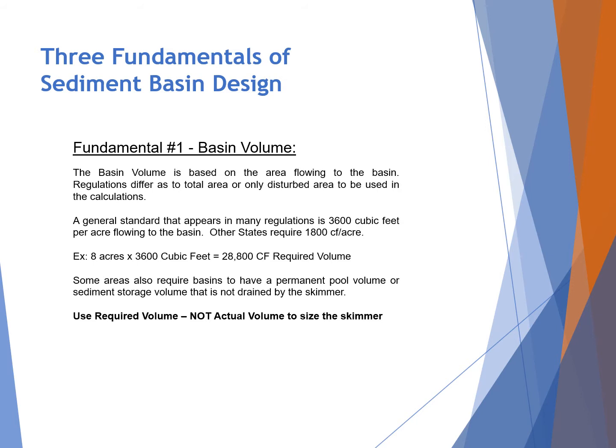Some areas also require basins to have a permanent pool volume or sediment storage volume that is not drained by the skimmer. It is critical to use the required volume and not the actual volume when sizing the skimmer, especially in cases where you have a multi-purpose basin that will be converted to a detention pond later. There are times when that multi-purpose basin may have a volume that far exceeds the required volume. If you use the actual volume, then the required volume will drain much faster than it is supposed to per the regulations.